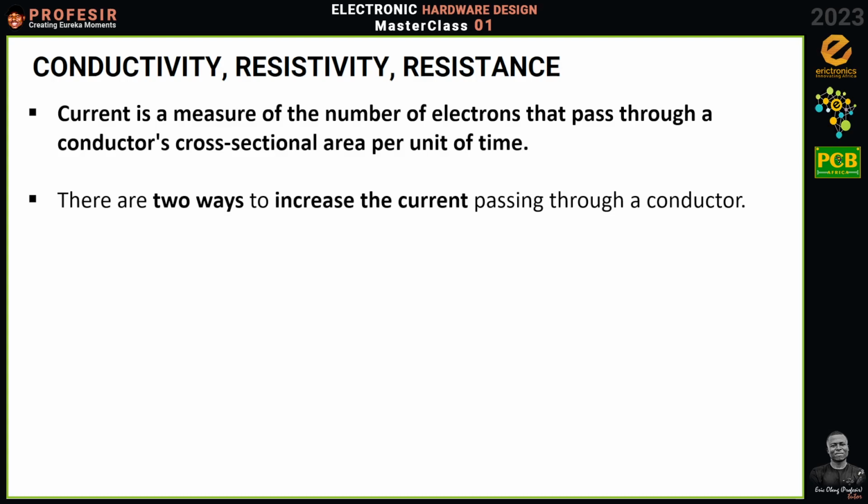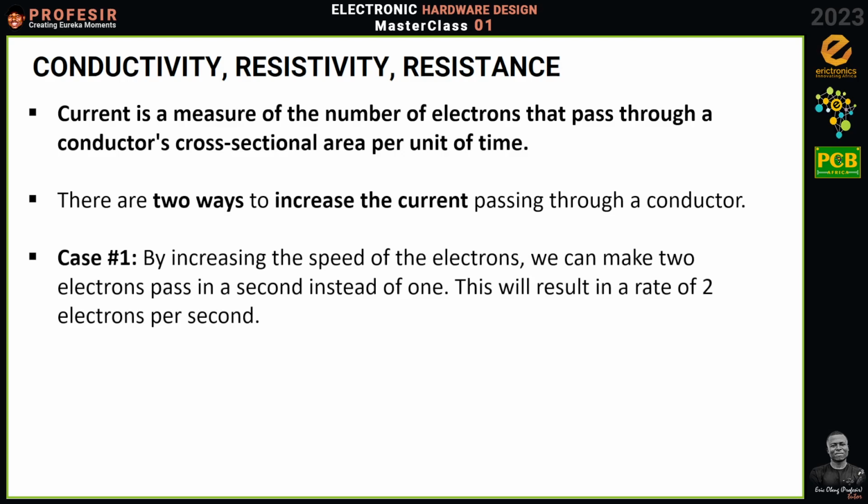Okay, now the second way we can increase, so this is the first criteria, by increasing the speed of the electrons, we can make electrons pass in... you can make 2 electrons pass in a second instead of 1, right? And this will result in a rate of 2 electrons per second.